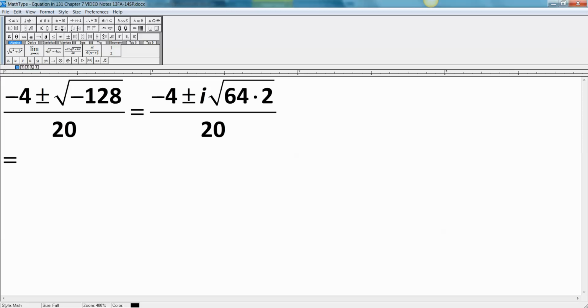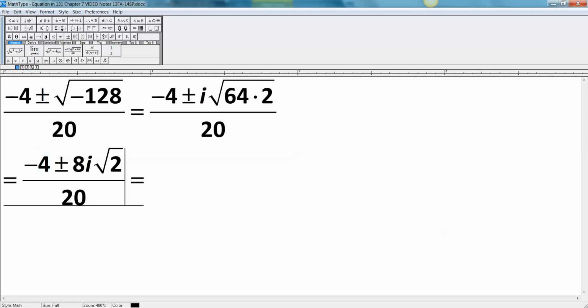So this is negative 4 plus or minus. Square root of 64 is 8. So 8I square root of 2 over 20. And then that's GCF. 4, 8, and 20 are all divisible by 4. So that's negative 1 plus or minus. 4 goes into 4 once. 4 goes into 8 twice. So you have to put a 2 there. 2I square root of 2. And then 20 divided by 4 would be 5.